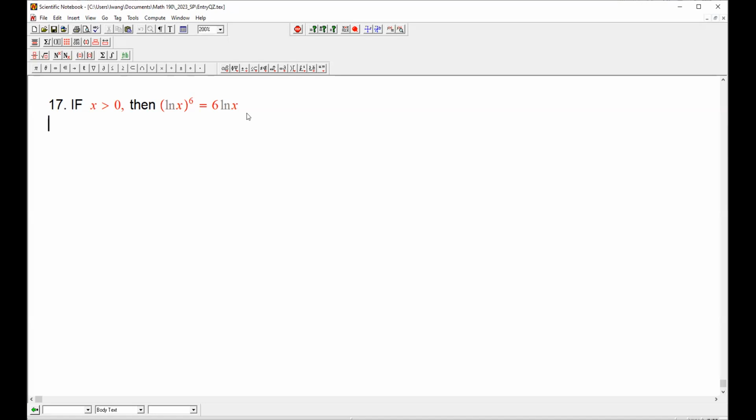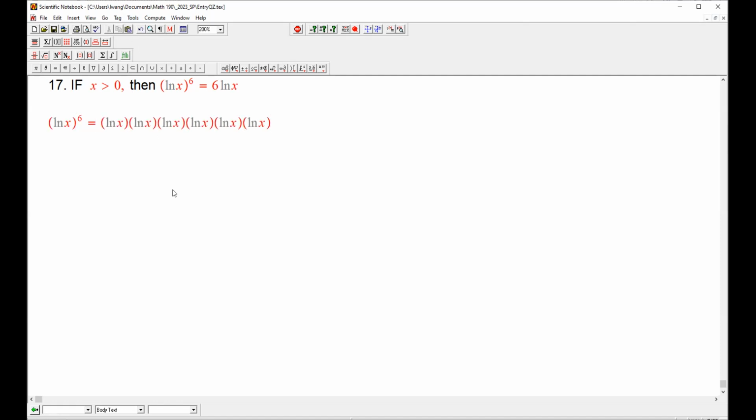Okay, is that true or false? What does that mean? It means it's a power definition. It means you multiply ln x 6 times: 1, 2, 3, 4, 5, 6. What is 6 times ln x?